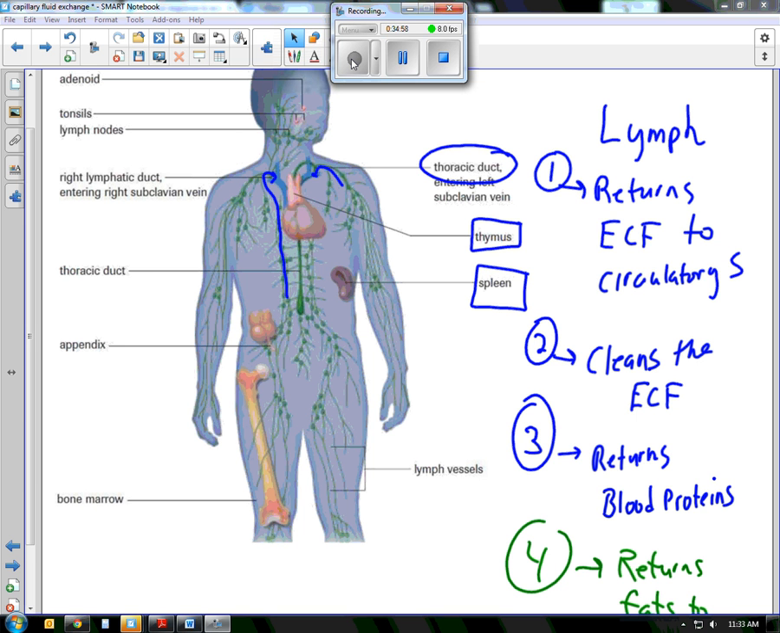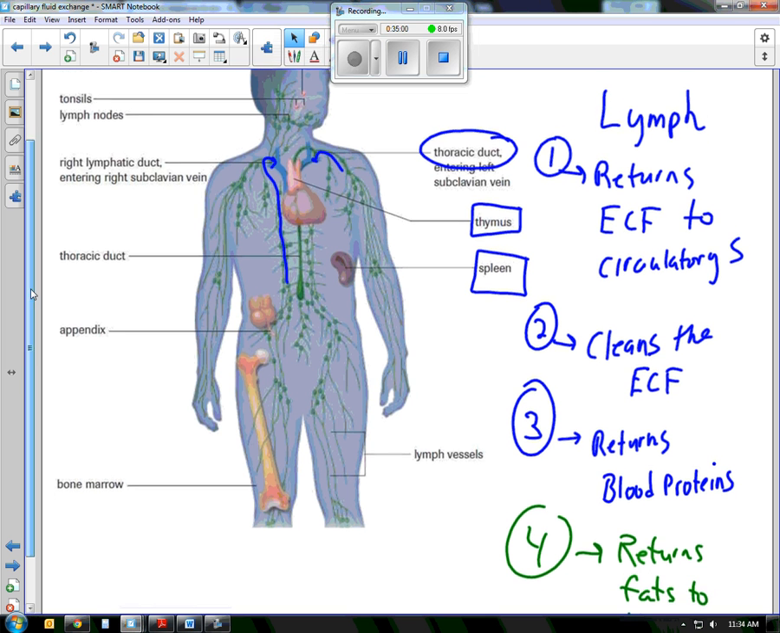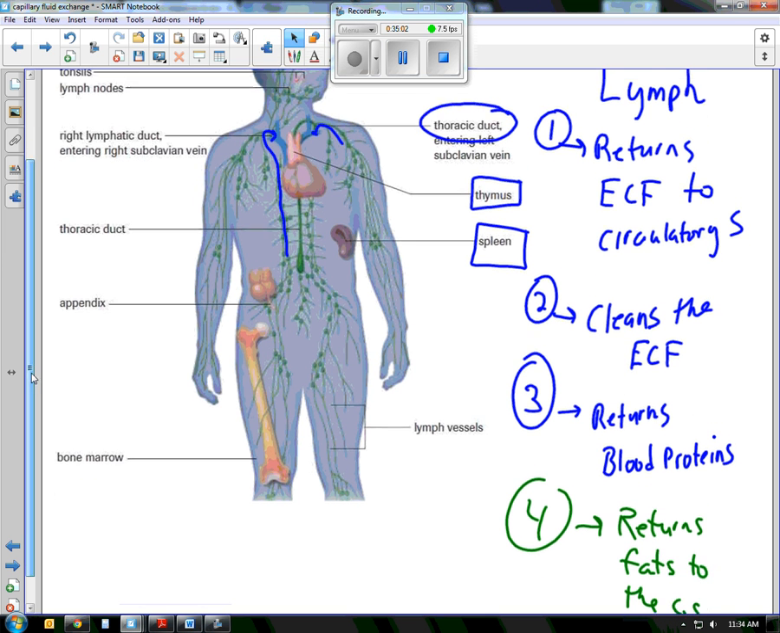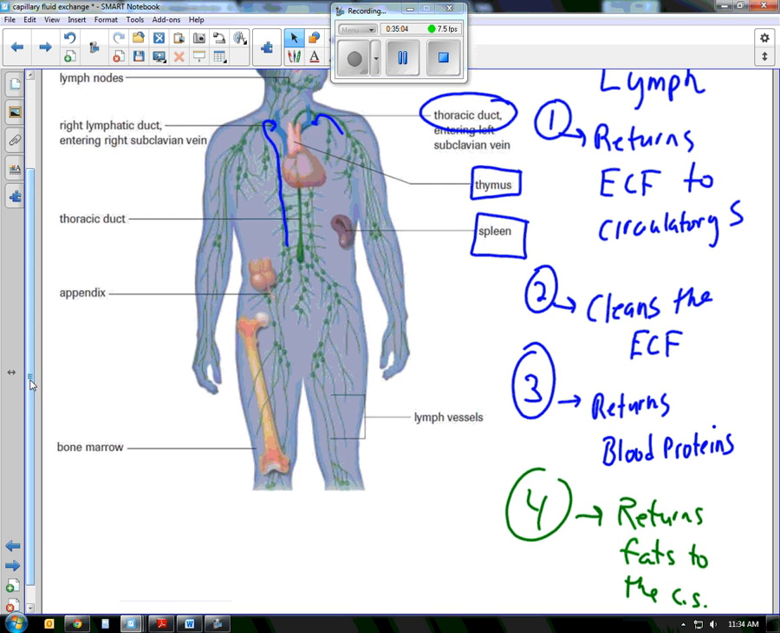And then don't forget from our digestive system that one of the things the lymph system also does is it returns fats to the circulatory system, or that's the way the fats get into the circulatory system. So this lymph system is pretty important. You'll notice there's lots of lymph nodes. That's where a lot of these white blood cells are hanging out to clean and kill things that are in your blood that shouldn't be. And it does a good job helping with this whole fluid exchange.